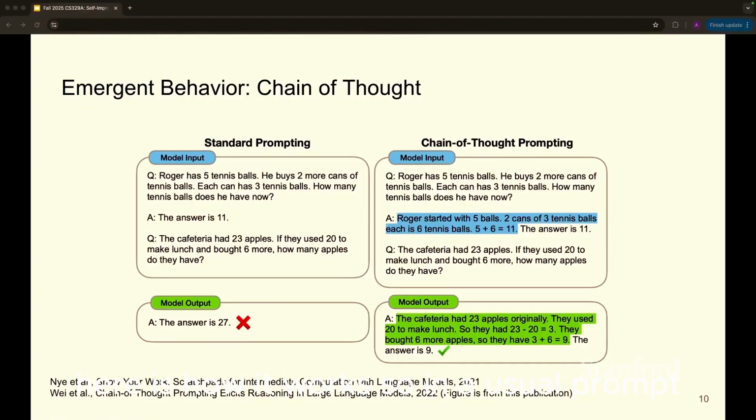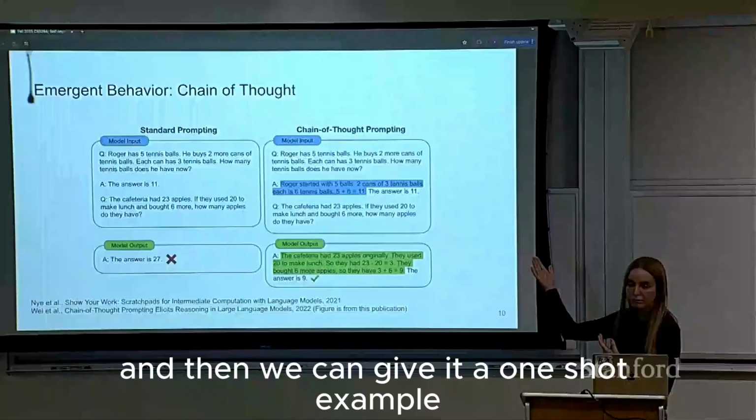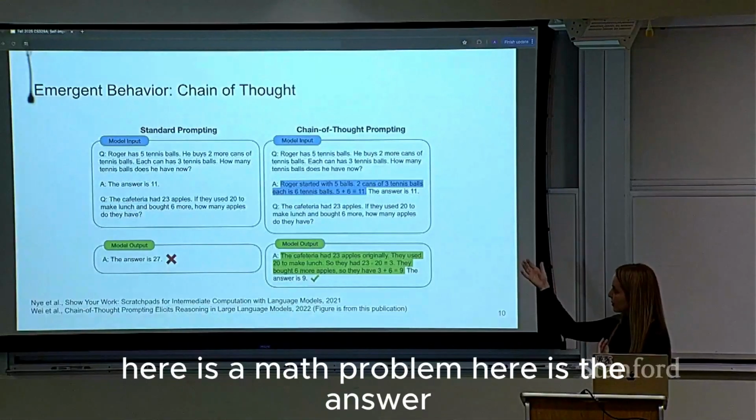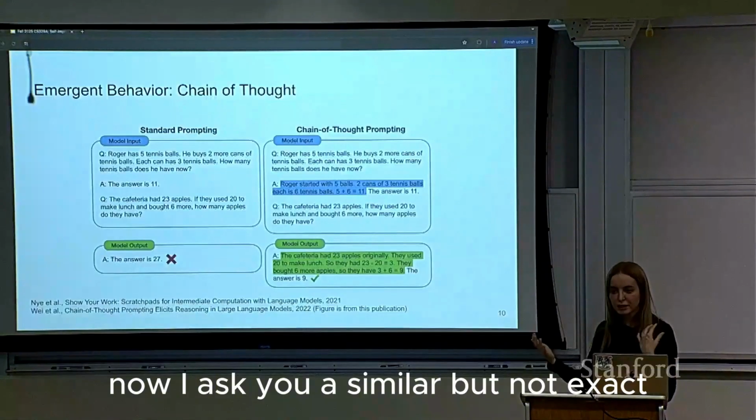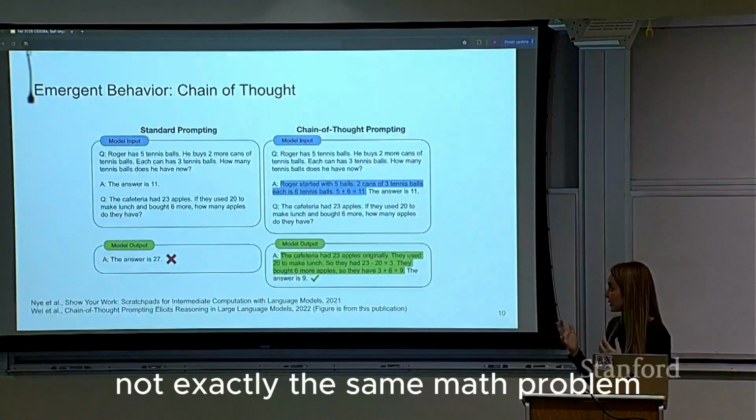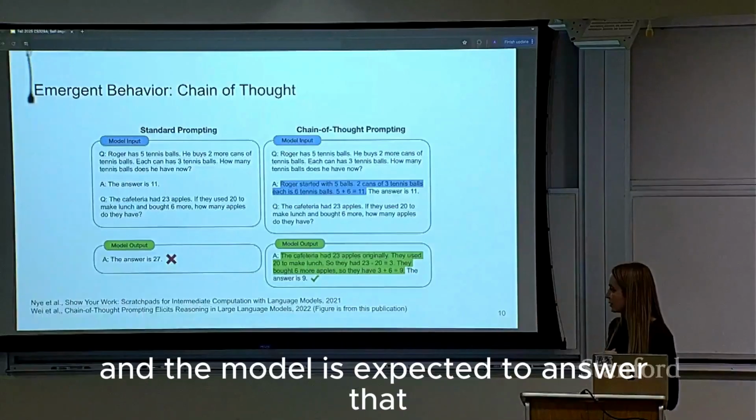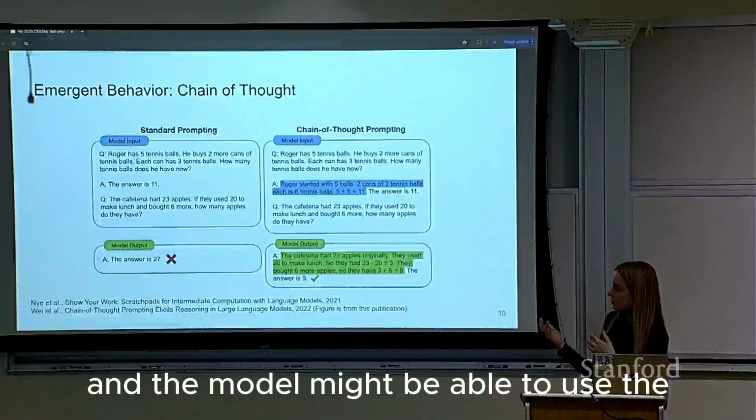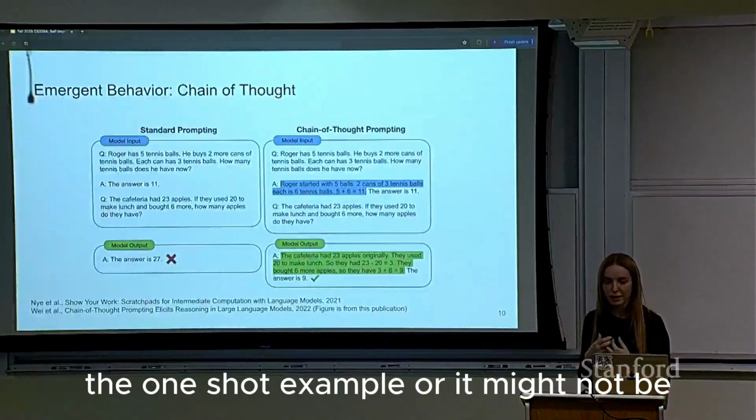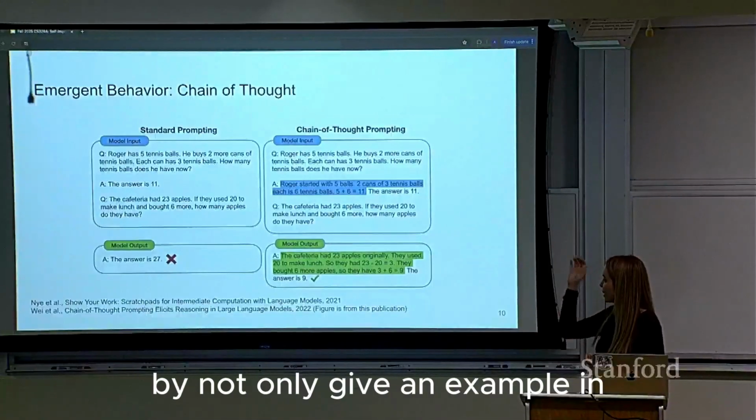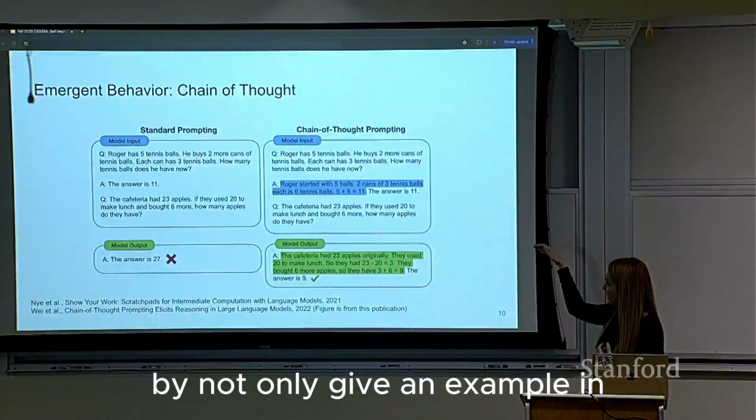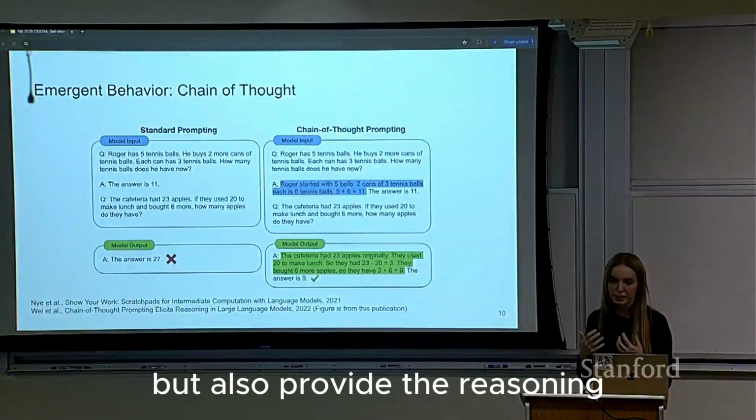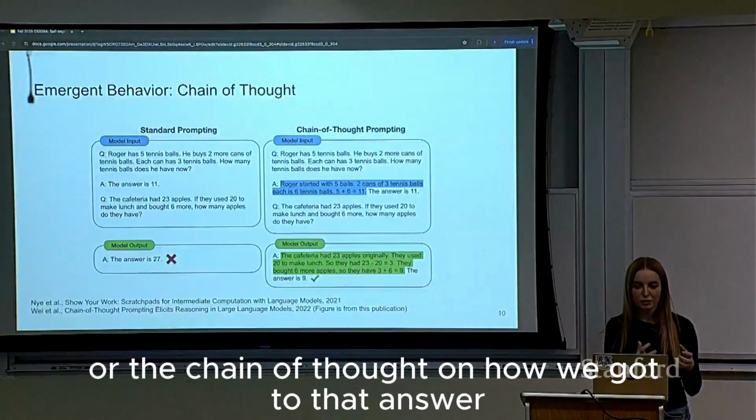In usual prompting of a model, we can ask the model, in this case, a math problem, and then we can give it a one-shot example. Here is a math problem, here is the answer. Now I ask you a similar but not exactly the same math problem, and the model is expected to answer that. The model might be able to use the one-shot example, or it might not. But we can do better here by not only giving an example, but also providing the reasoning, or the chain of thought, on how we got to that answer.